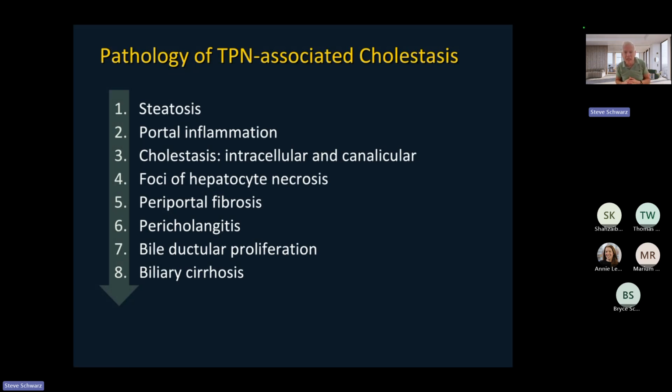Anything that causes a cholestasis may lead to biliary ductular proliferation, as we've seen previously. And ultimately, this combination of cholestasis, fibrosis, and cholangitis leads to increased fibrin deposition, fibrosis, and ultimately cirrhosis.